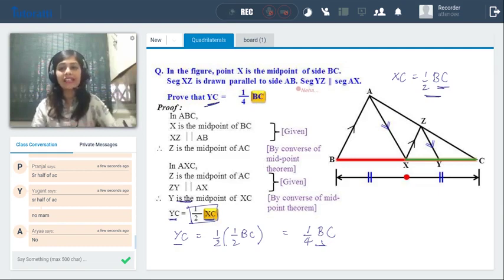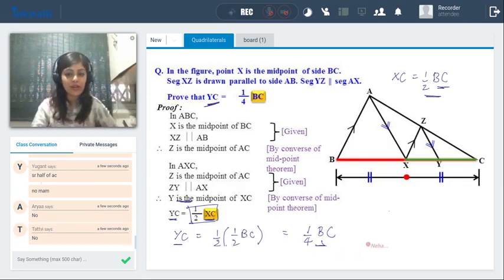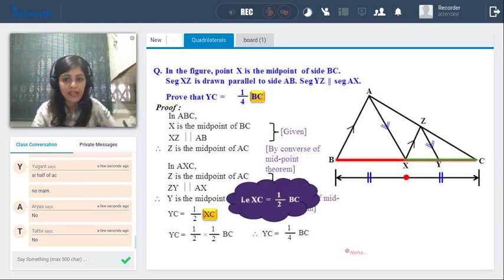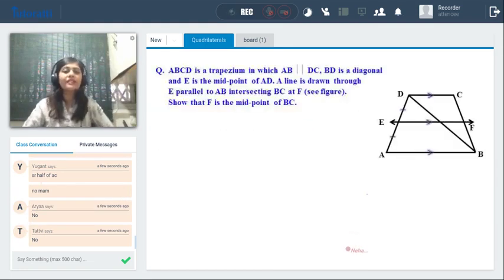Yes, students, any doubts with this sum, anything that's not understood? I'm sure now you'll have started getting how to apply the midpoint theorem in any sum, right? Let's quickly move to the next sum and see if you can do that. All right, so we're done with this. Okay, now the next sum.